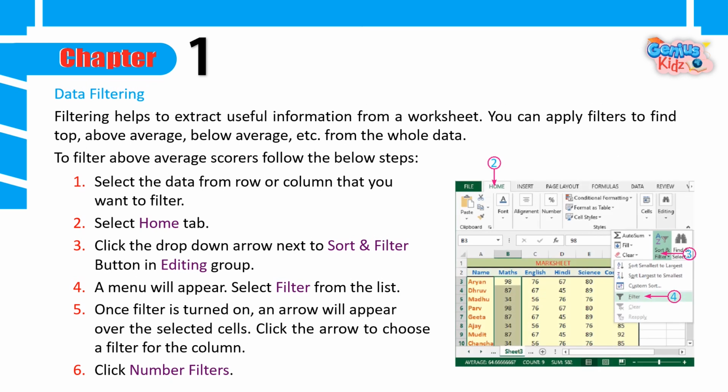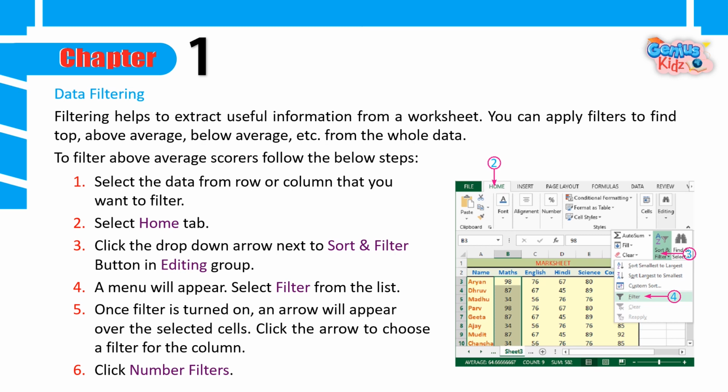Data filtering. Filtering helps to extract useful information from a worksheet. You can apply filters to find top, above average, below average, etc. from the whole data. To filter above average scorers, follow the below steps.